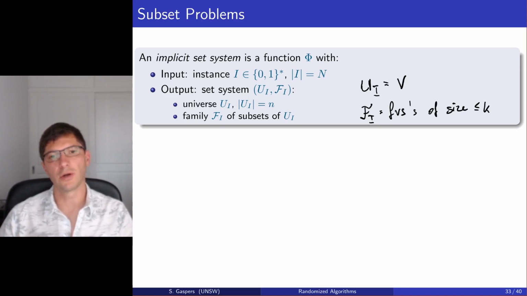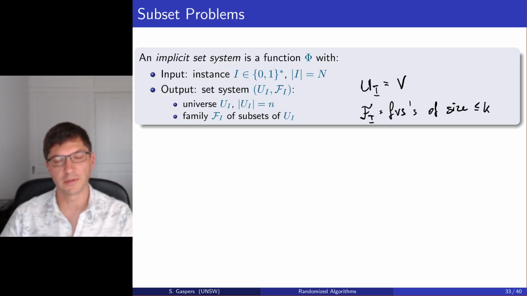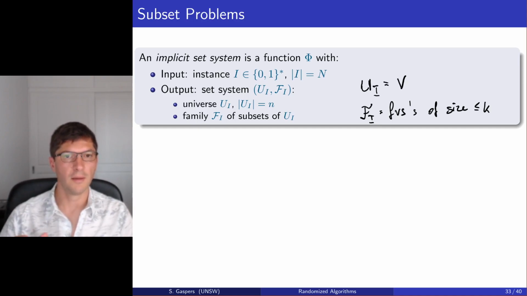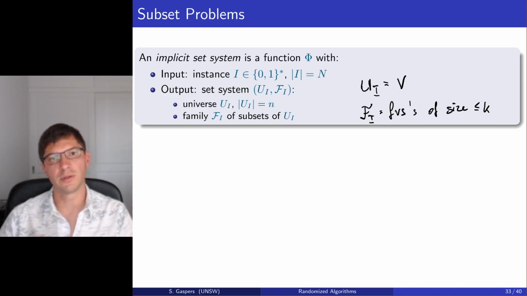And if we're just talking about decision problems now, in a decision problem, we are just interested in whether this family is non-empty, so whether there exists a solution. If we're talking about optimization problems, we might want to find an element of this family F. Or if we talk about enumeration problems, we might want to enumerate everything that's in F.